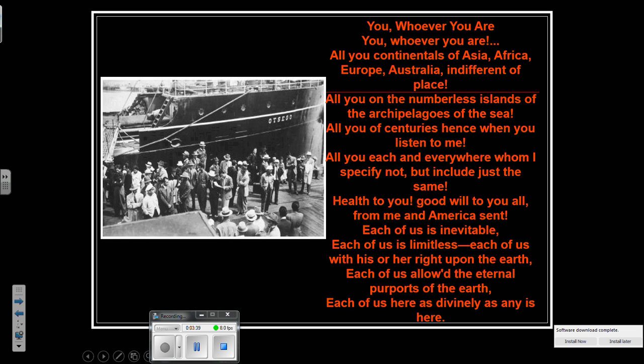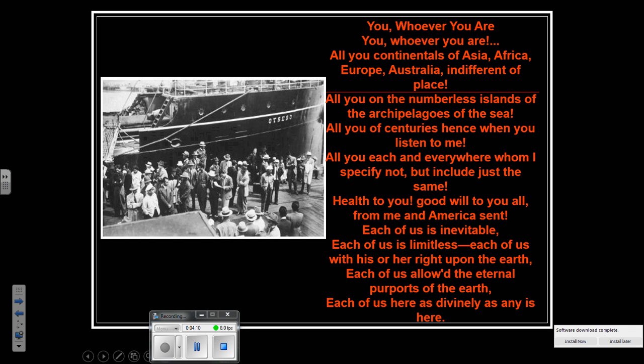I love this. This is a poem that addresses some of the feelings that they had coming here. You, whoever you are, all you continentals of Asia, Africa, Europe, Australia, indifferent of place, all you on the numberless islands of the archipelagos of the sea, all you of centuries hence when you listen to me, all you each and everywhere whom I specify not, but include just the same. Health to you, goodwill to you all, from me and America sent.